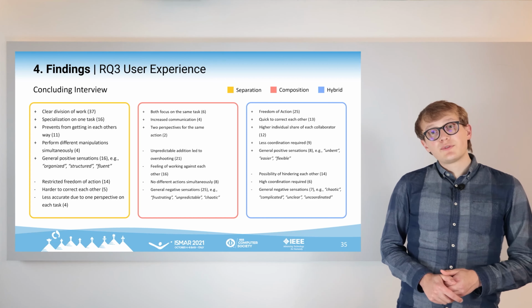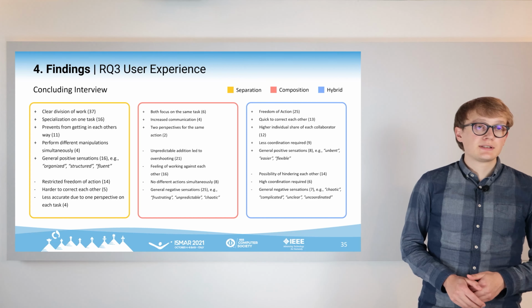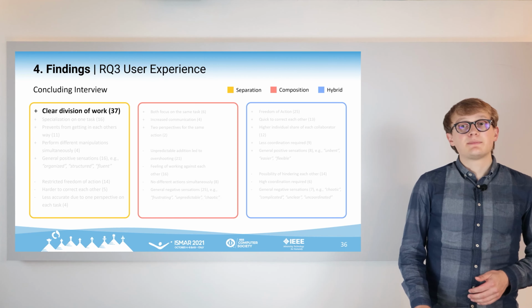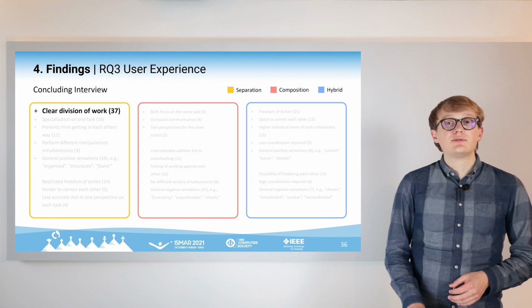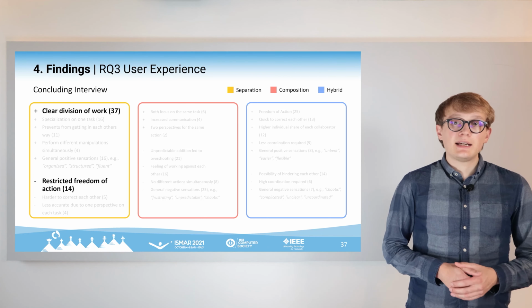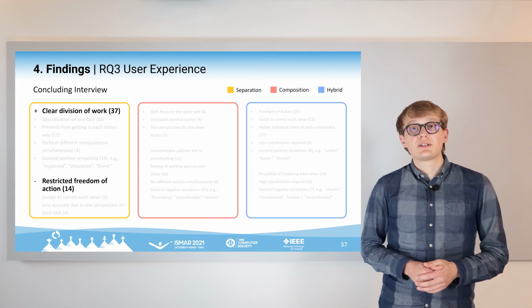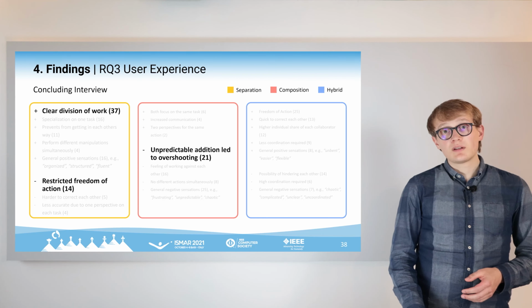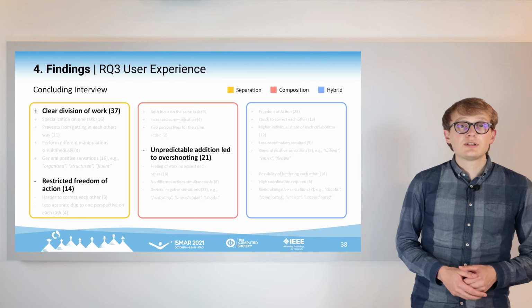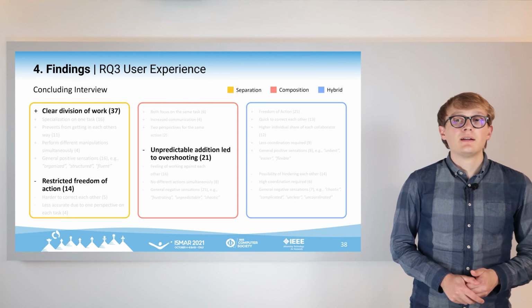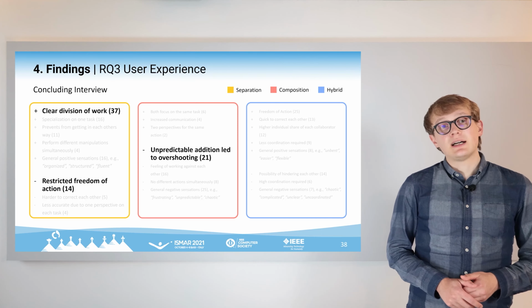Here we have an overview of the advantages and disadvantages participants mentioned. And for the condition separation, participants mainly valued the clear division of work. But on the other hand, they also said that this work division restricted them in their freedom of action. Regarding composition, participants mainly complained about the sum as merge policy, which caused unpredictable target overshooting.